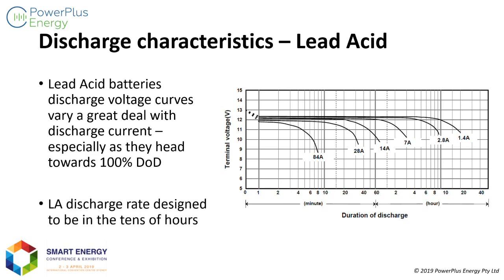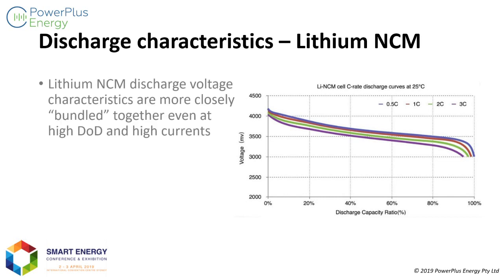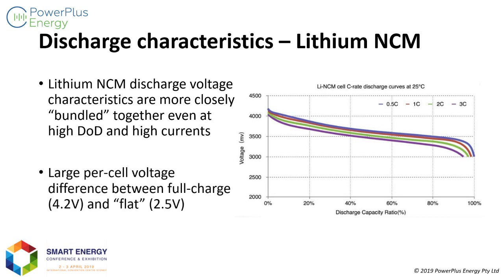On the other hand, lithium batteries have got a fairly flat sort of a discharge curve. As you can see, they're very bundled together regardless of the discharge current that you put through them. And the interesting thing with the lithium nickel cobalt manganese cell is that the voltage difference between a cell that's fully charged and a fully flat cell is quite high. So you've got 4.2 volts at the top and 2.5 volts at the bottom. So you've got a 1.7 volt difference between fully charged and fully discharged.